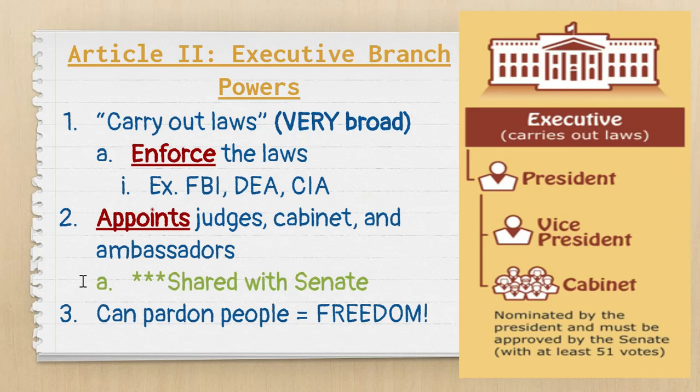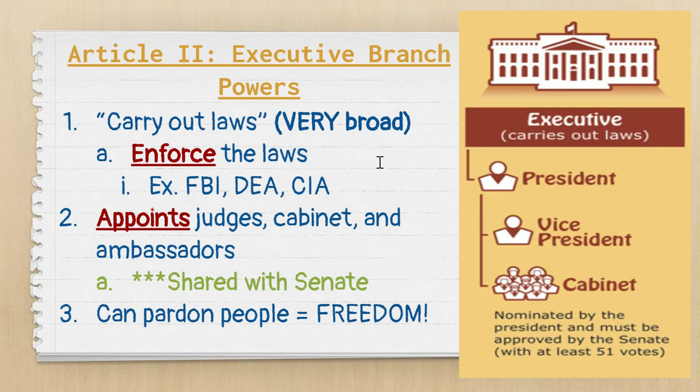Next, we have the executive branch. So this is the president, the vice president, and the cabinet. And when we're talking about the cabinet, we're talking about the Department of Education, the Department of Health, Homeland Security. So all those departments fall under the president and the executive branch. And their job, it's very broad, is to carry out and enforce the laws.